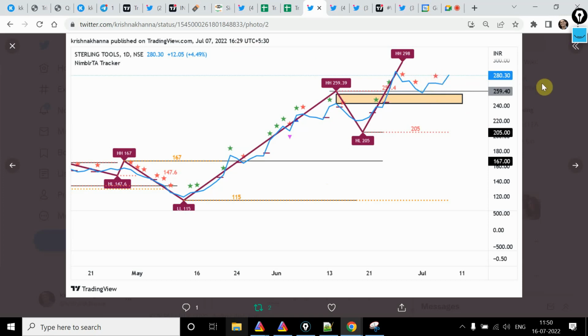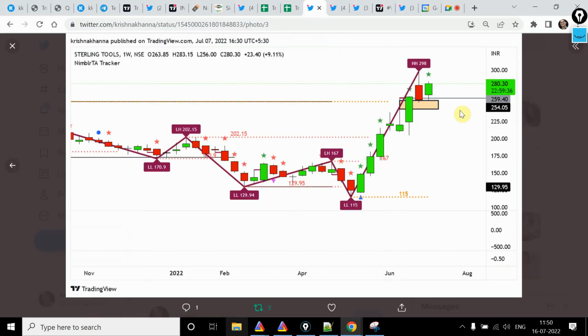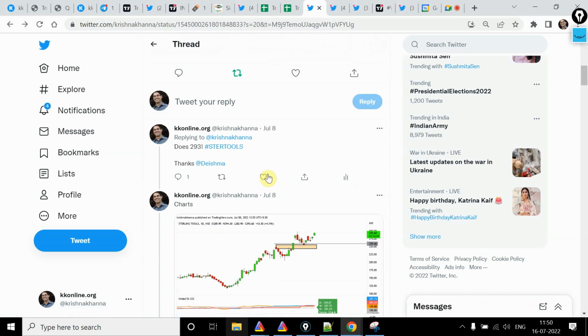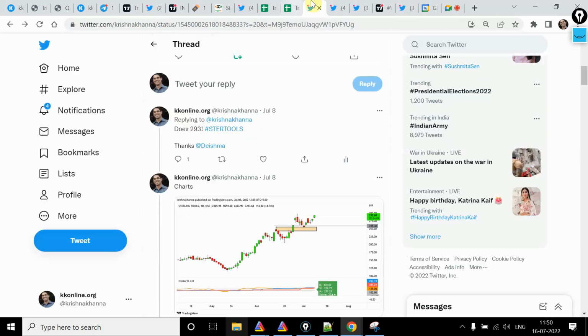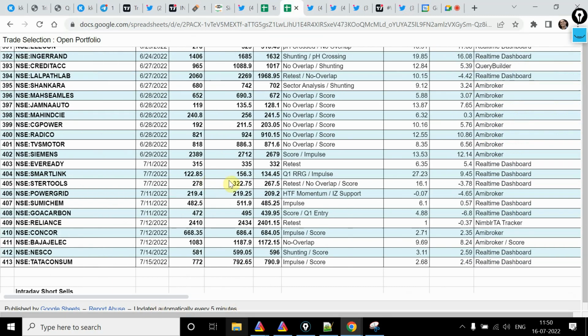So it was around 78 or 80 approximately. That was the entry, and there was no overlap over here, right? Later on, what actually happened, it made a big high and went up till 293, and later on it can be tracked over here where it actually landed up. It went till 322 and the current price is 267.